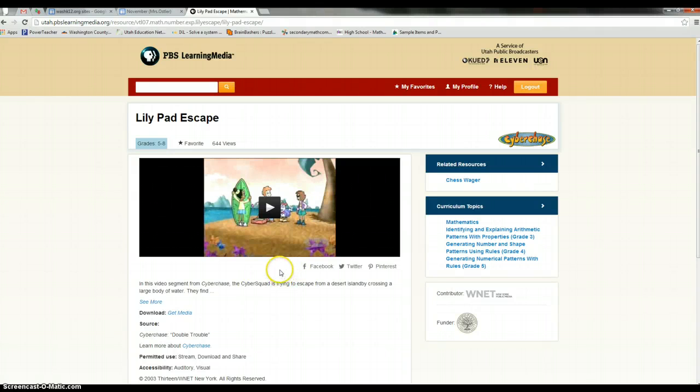So this is the video that we watched in class to begin with, geometric sequences. We talked about arithmetic, which is where they're adding and subtracting. If you can't really see the video very well, you can type in lily pad escape through Google and you can watch this video. It's the first link that comes up. So here it is.